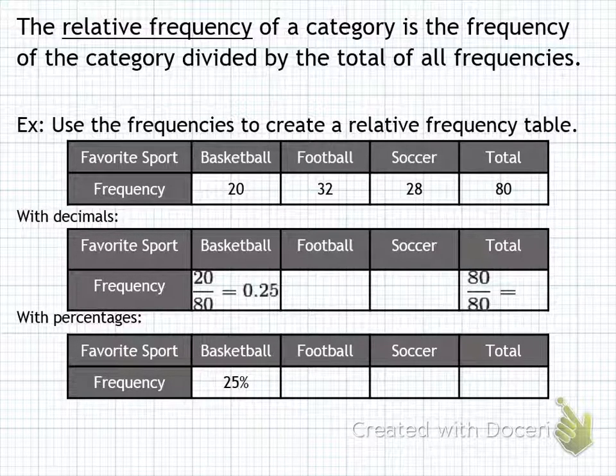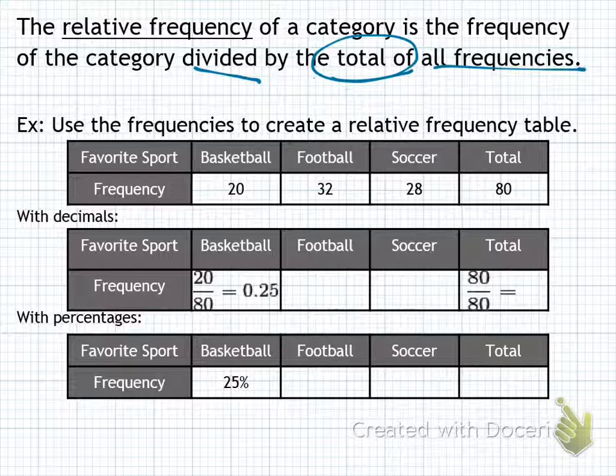In this example, we would start with a frequency table. It's given to us. This person did a survey of asking people if they prefer basketball, football, or soccer. And the results are shown here. The total people surveyed was 80. So to turn this into decimals, what we do is take each category and divide by the total of all the frequencies, which is going to be this 80.